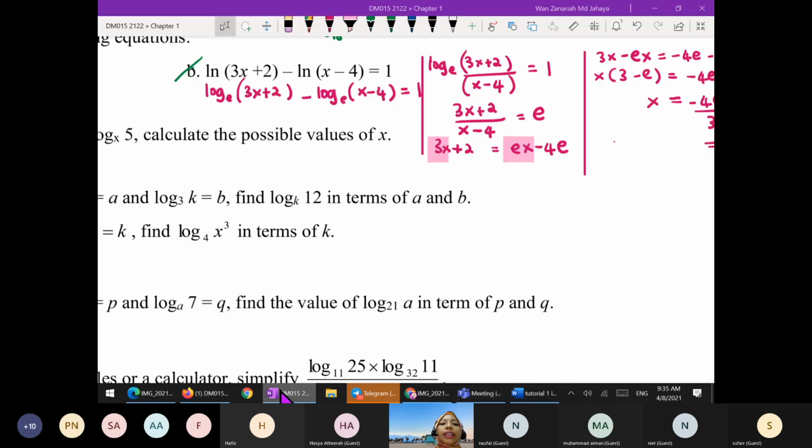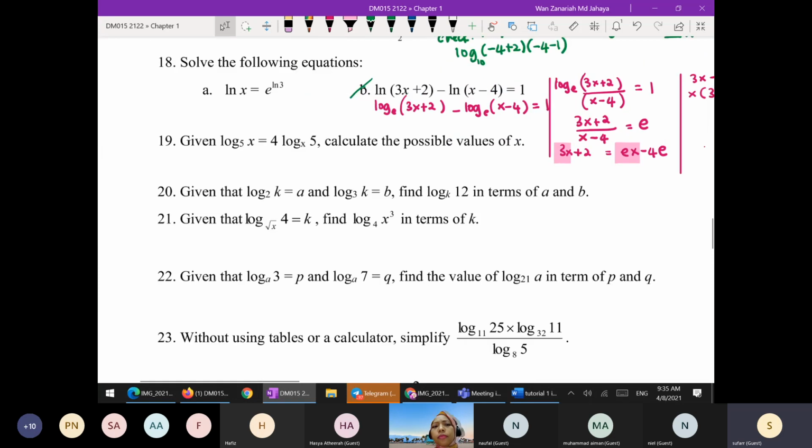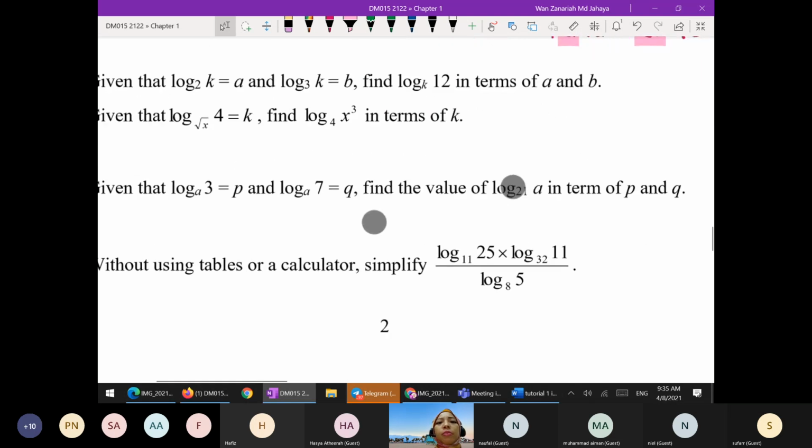Okay. Lagi, any other question? Madam, nombor 21 macam mana? Saya cuba buat. Okay, ni mencabar sikit lah.